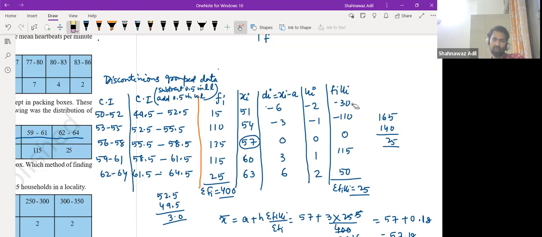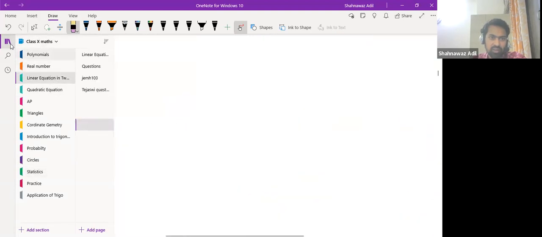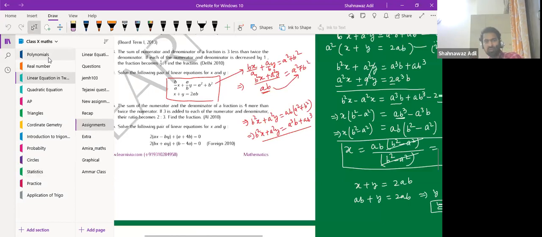Yeah. I have this one question from linear equation. Can I say? Yes, yes. So what is the question? It's from this guidebook. What is the question that you have? One second, I'll just see.